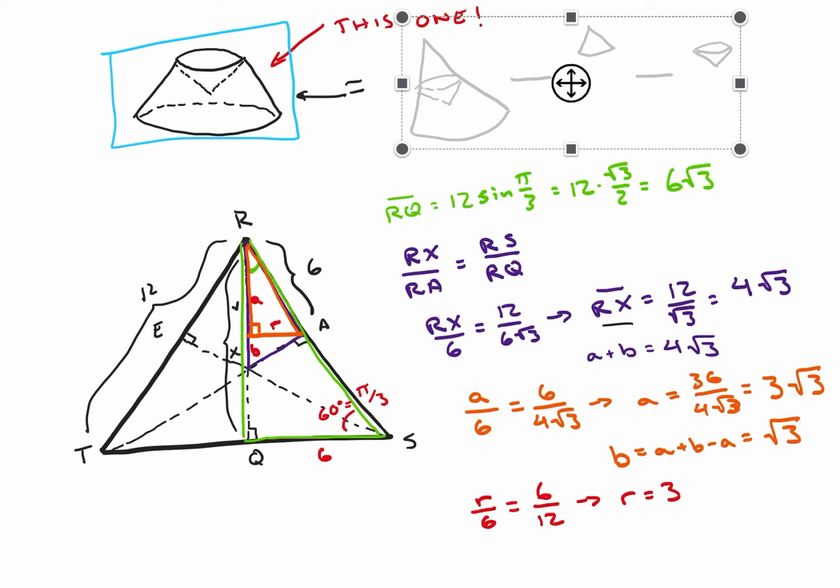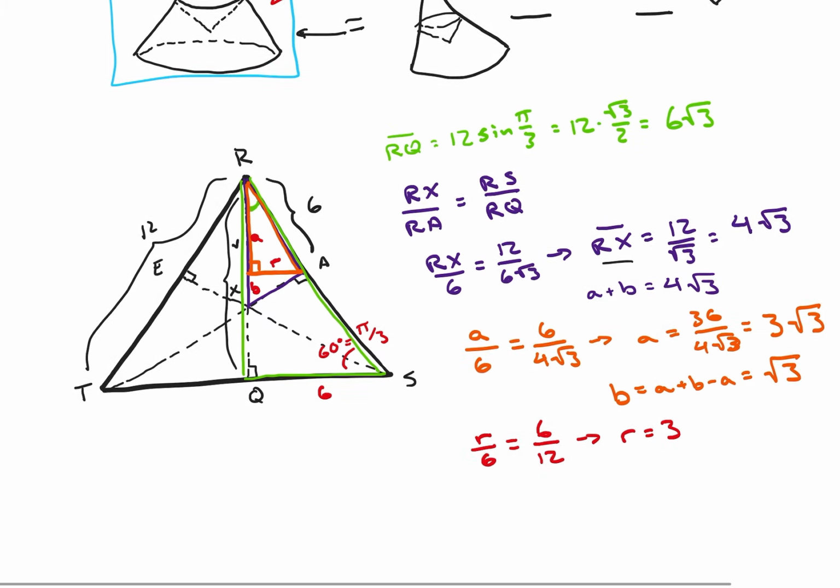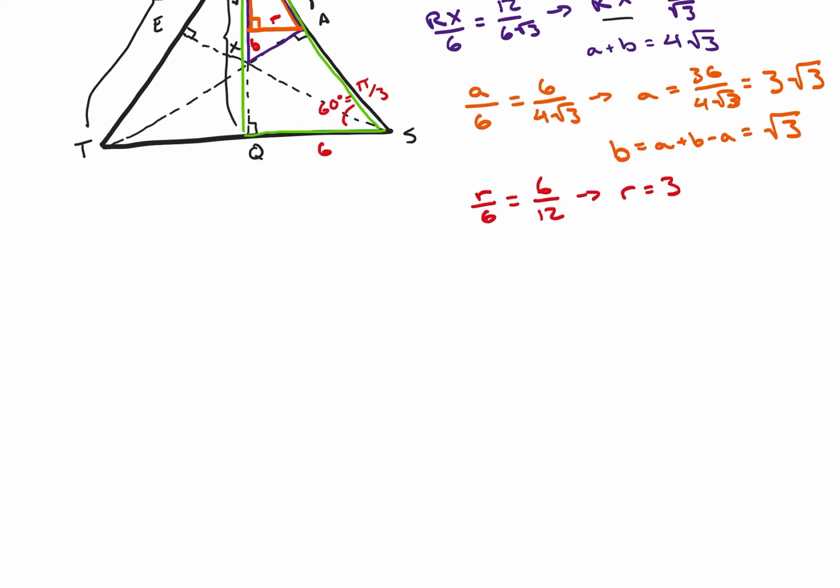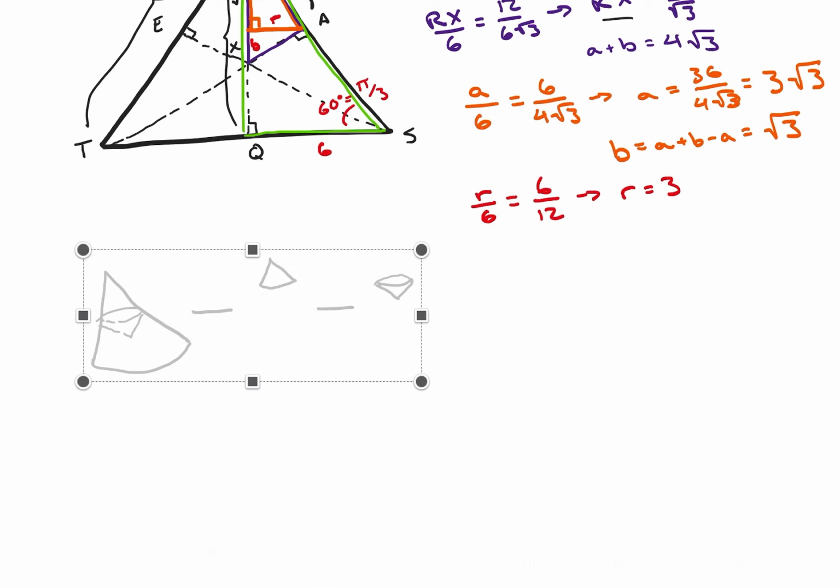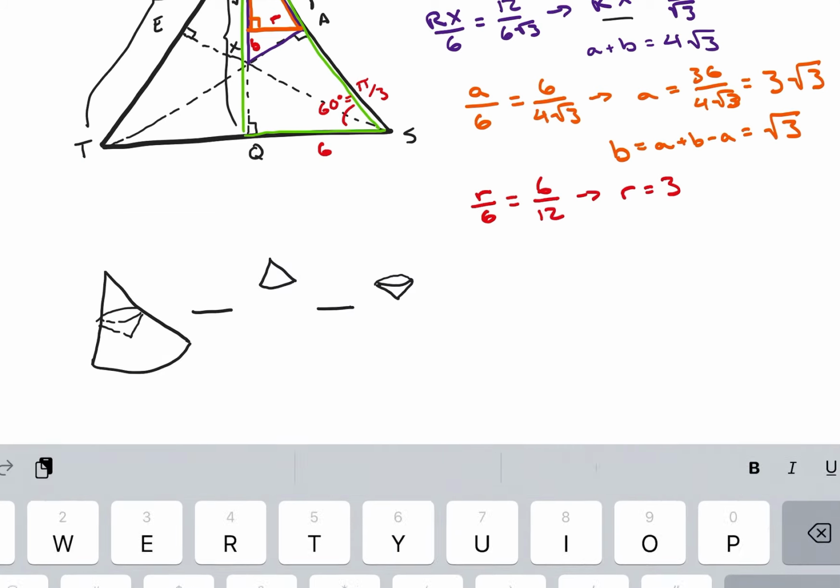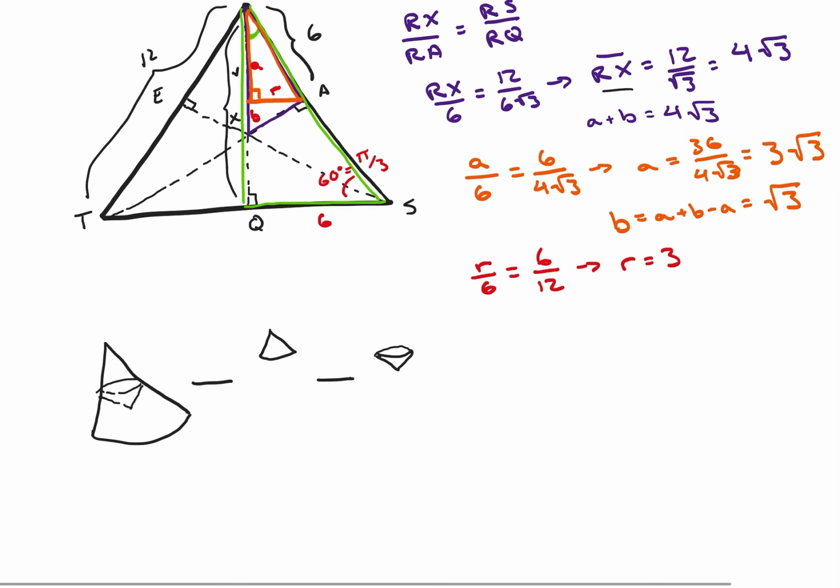So let's look at these 3 volumes here, and let's try to figure out what the volume of these 3 guys is. Okay, so my first shape is a shape of a cone.